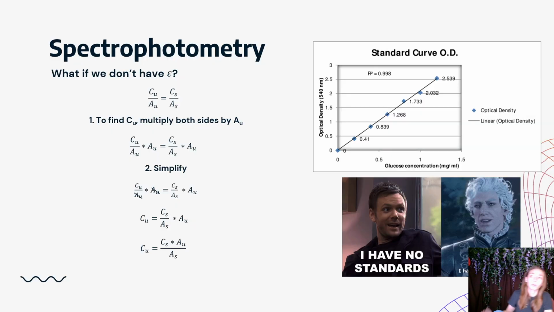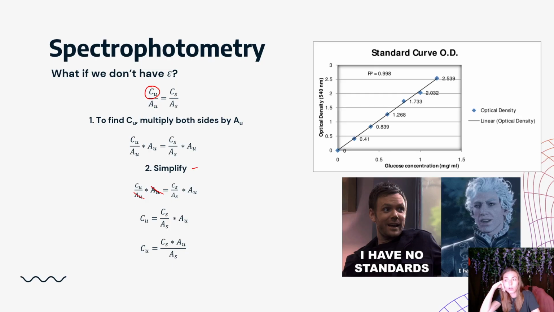We can also, again, this is the thing that we're generally looking for: the concentration of the unknown. So this just walks you through the process of how to get to the unknown concentration based on having these other three things. You would multiply both sides by the absorbance of your unknown. You can then simplify it by crossing out absorbance of the unknown over on the left-hand side to just isolate concentration of the unknown.